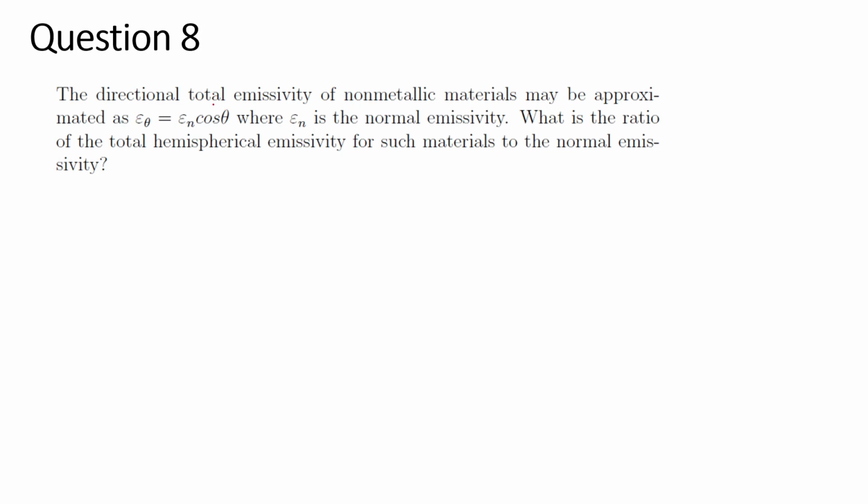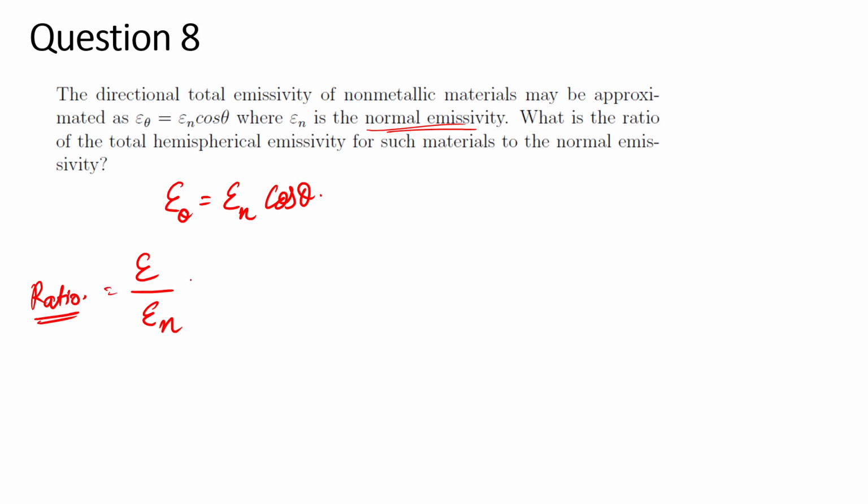Okay, so in this question, we have been given that the directional total emissivity of non-metallic materials may be approximated by this. So epsilon theta we have been given as epsilon n upon cos theta, where epsilon n is the normal emissivity. So what is the ratio of the total hemispherical emissivity for such materials to the normal emissivity? If the total hemispherical emissivity is epsilon, then the ratio will be epsilon upon epsilon n. This ratio we have been asked to find.